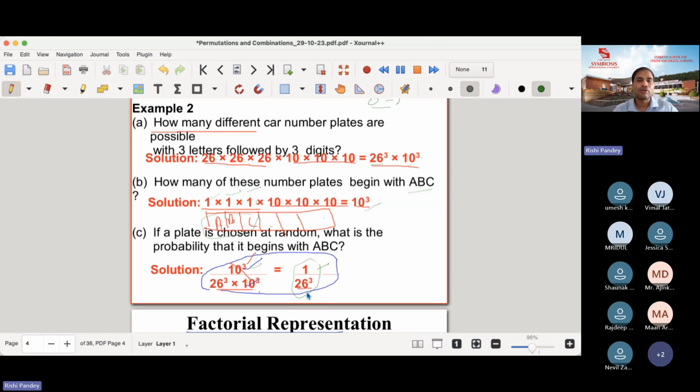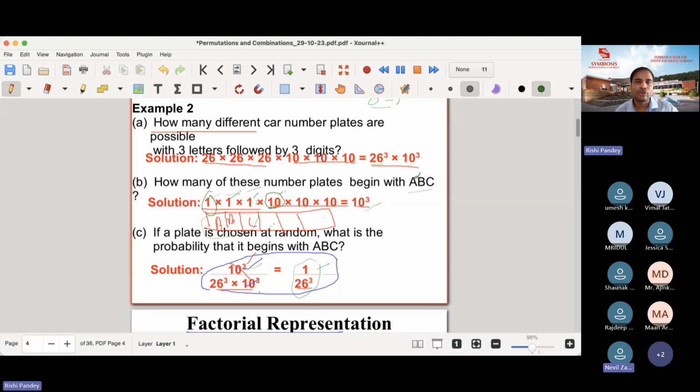So A is 1 out of 26. You cannot take any other alphabet. It is fixed. A only. Second, only B, only C. So only 1, 1, 1, because these cannot be changed. But here you can take any one of them out of 10 digits. So all 10 can take this position, isn't it?